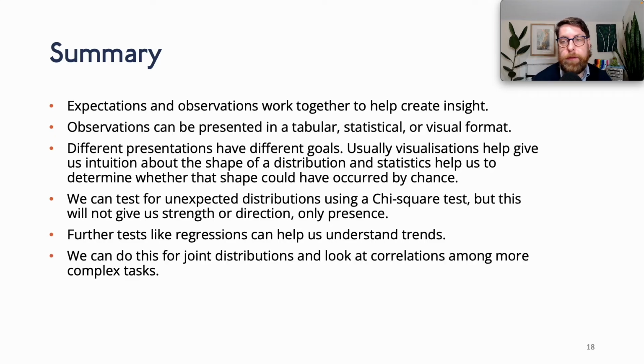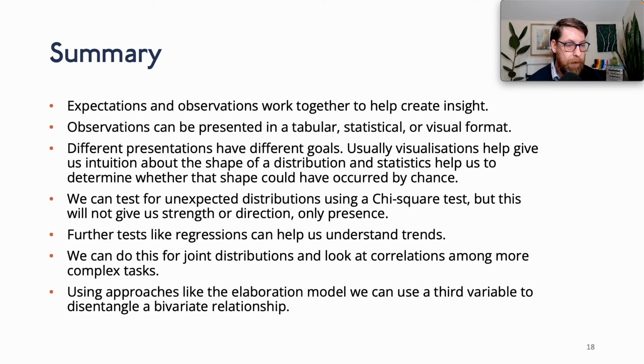Now we can do this for joint distributions and look at correlations among more complex tasks. I alluded to things like ANOVA, but we really didn't cover that. Instead, it's just the basics of how we use visualizations and some stats together. But indeed, this does stretch and gets increasingly sophisticated as you encounter more and more statistics. So using an approach like the elaboration model helps whet our appetite for that by showing how a third variable is not just to help minimize uncertainty.